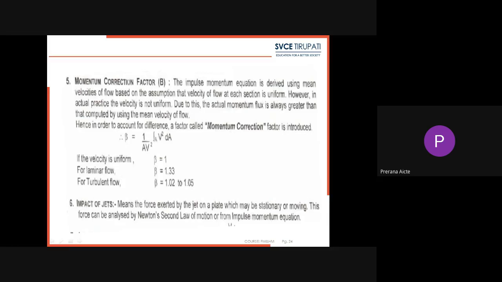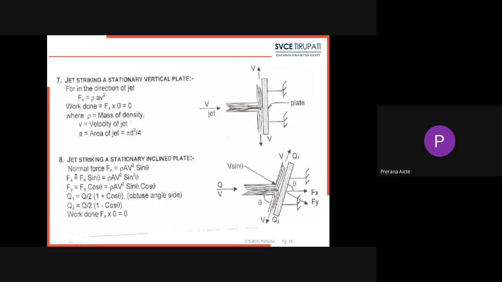So another topic is impact of jets. It means the force exerted by the jet on a plate, which may be stationary or moving. This force can be analyzed by using Newton's second law of motion or from the impulse momentum equation also. So coming to the first position, the jet striking a stationary vertical plate.